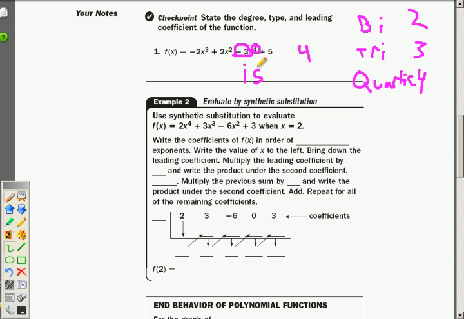So you put the highest first. When I ask you what the leading coefficient is, it's not -2, even though you might think that. It's -3 because it has the highest exponent.